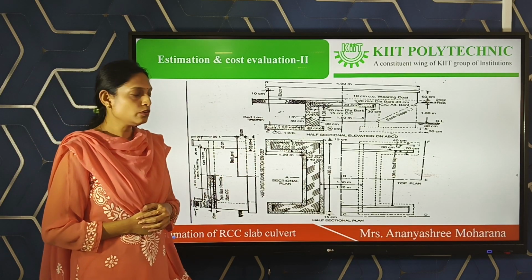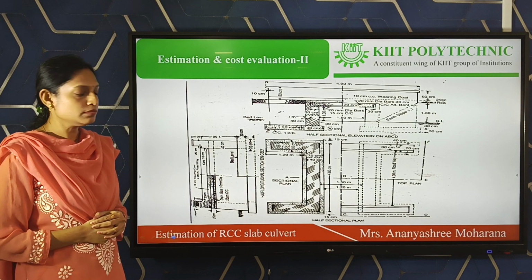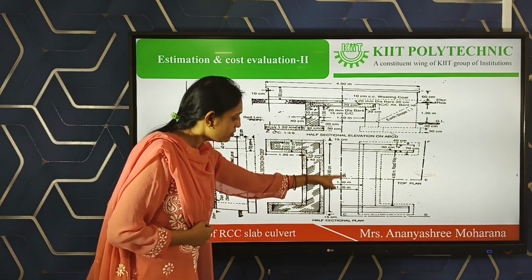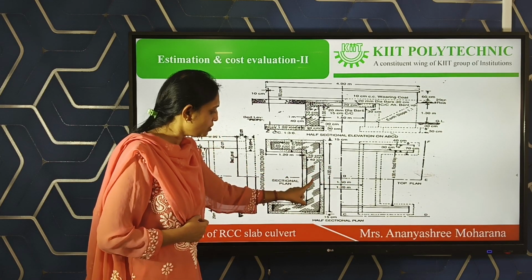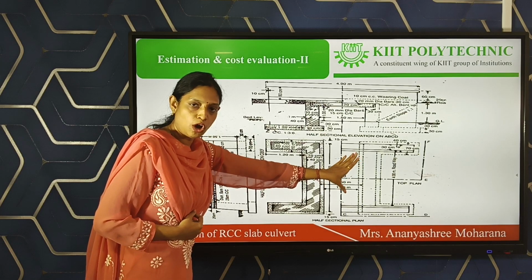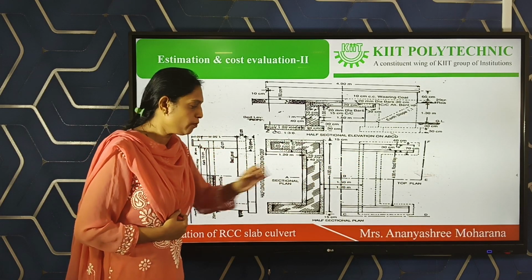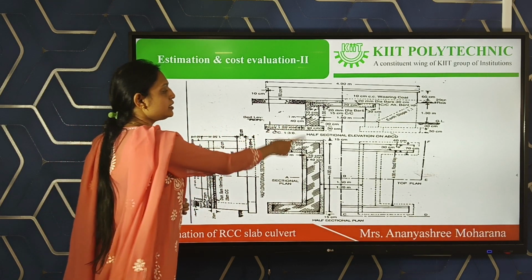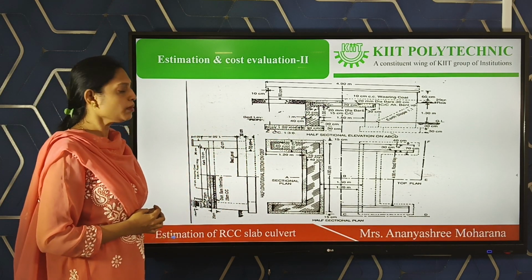This is the drawing given that we have to use for the estimation. In this part, you can see this is the abutment. This is the end support. That means 2 abutments are there. One part is cut and another is top view. One is section, one is top view, one part is half sectional plan. Then this is the front view of that.